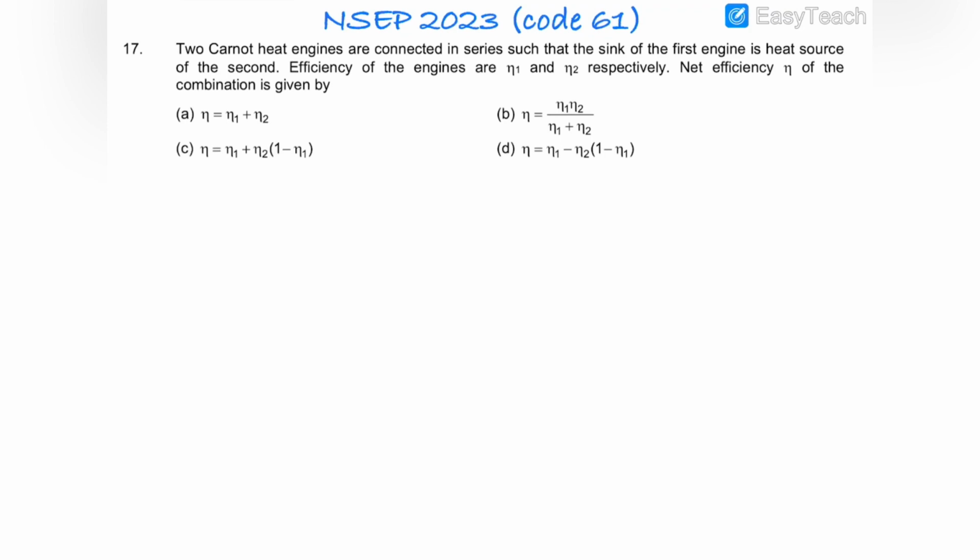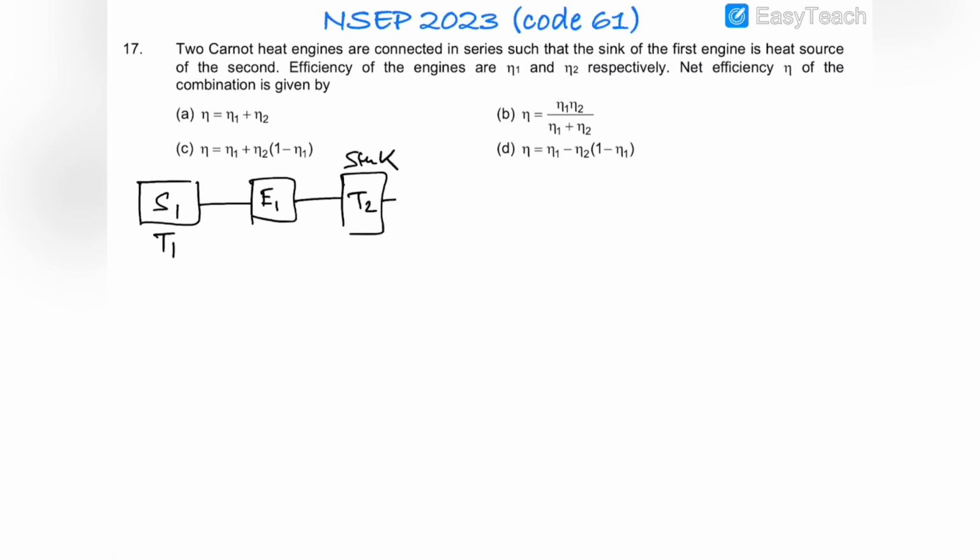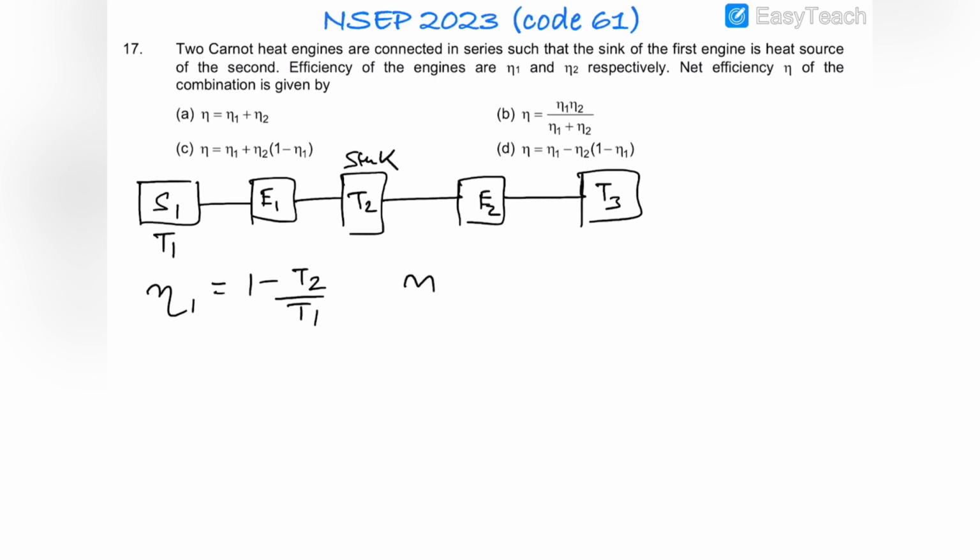In this question you can see that there are two Carnot engines which are connected in series in such a way that the sink of the first engine is the heat source of the second engine. So let us suppose that this is the source of the first engine, which is at a temperature of T1. This is engine 1, and this is the sink of the first engine, which is at the temperature of T2, and this is engine 2, and the sink of this would be at the temperature T3. So they are connected in series. The efficiency of the first one, eta 1, will be 1 minus T sink by T source, and the efficiency of the second one would be 1 minus T sink by T source.